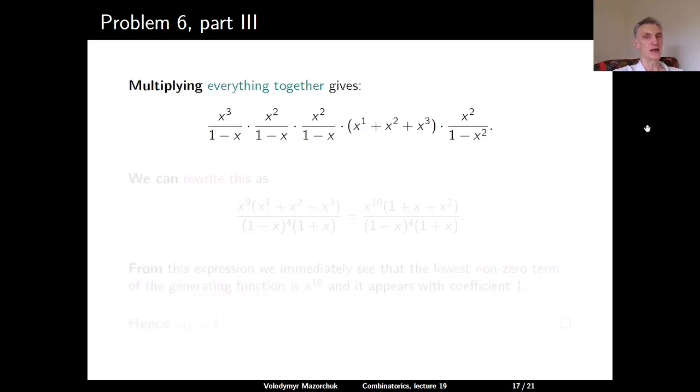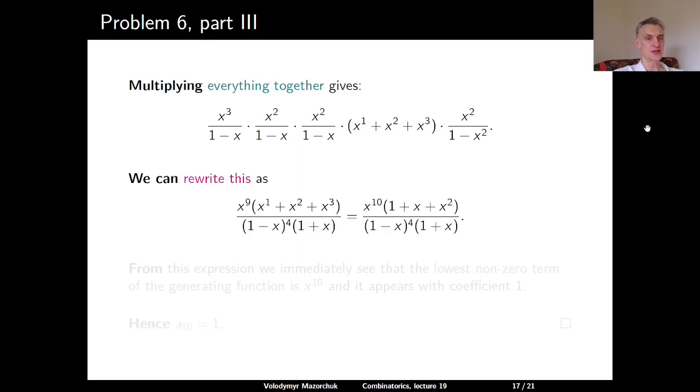So now we multiply all this and we get the following generating function. x to the power 3 divided by 1 minus x times x squared divided by 1 minus x times x squared divided by 1 minus x times x plus x squared plus x to the power 3 times x squared divided by 1 minus x squared.